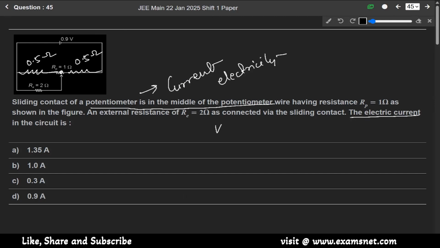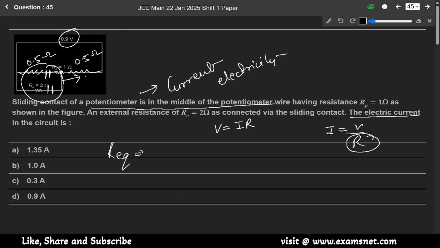So electric current we will find through Ohm's law. V equals to IR, I equals to V over R. We are given V. We have to find the equivalent resistance of this circuit. So for equivalent resistance, these two are connected in parallel. Their resultant is connected in series with this 0.5. So R equivalent means 0.5 ohm is connected in parallel with the 2 ohm and then the resultant of this is connected in series with 0.5 ohm.